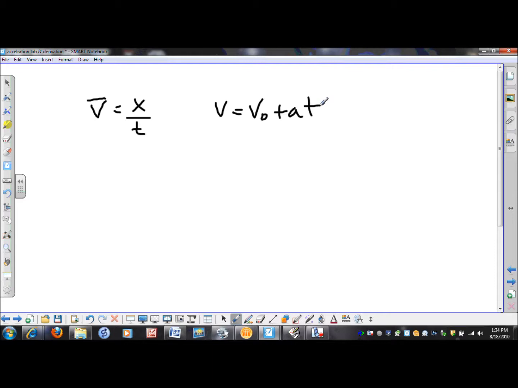So, let's see. What could I do? How could I get rid of t in these two equations? And by the way, they're both representing the same t. So what I'm saying is this t and this t are the same t. They're describing them in two different equations.